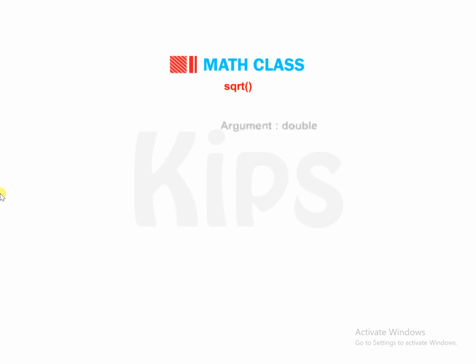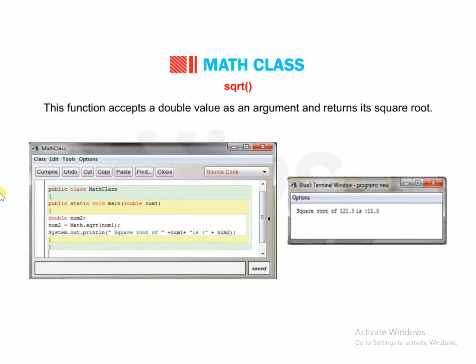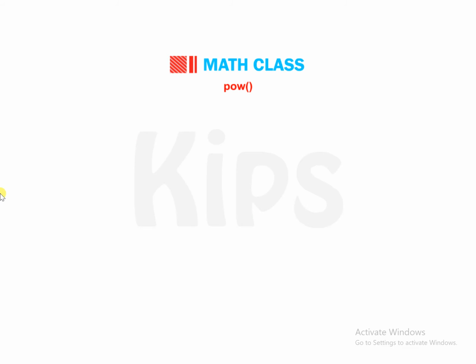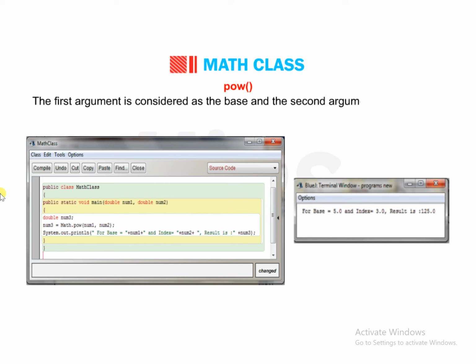sqrt. Argument: double. Return type: double. This function accepts a double value as an argument and returns its square root. pow. Argument: two double values. Return type: double. This function returns x raised to y. It accepts two double values as arguments. The first argument is considered as the base and the second argument works like the index to indicate the power value.